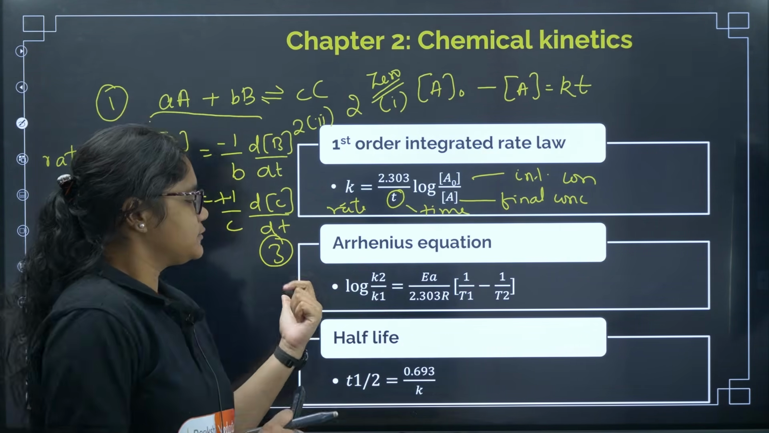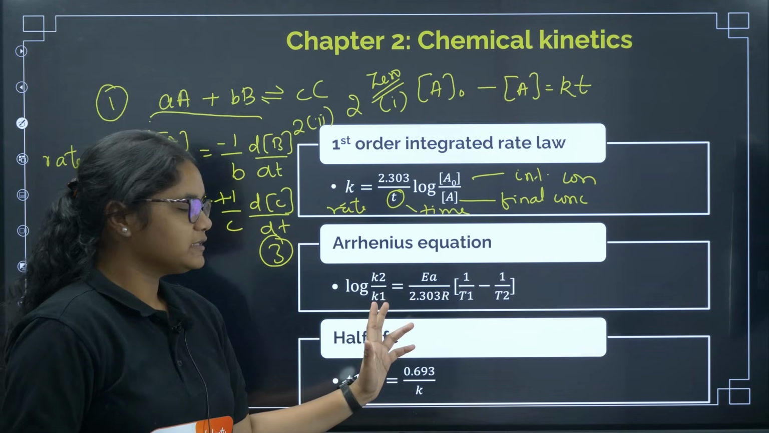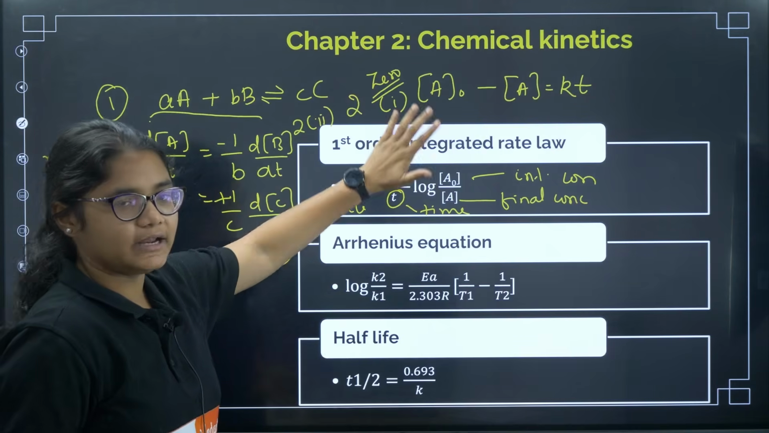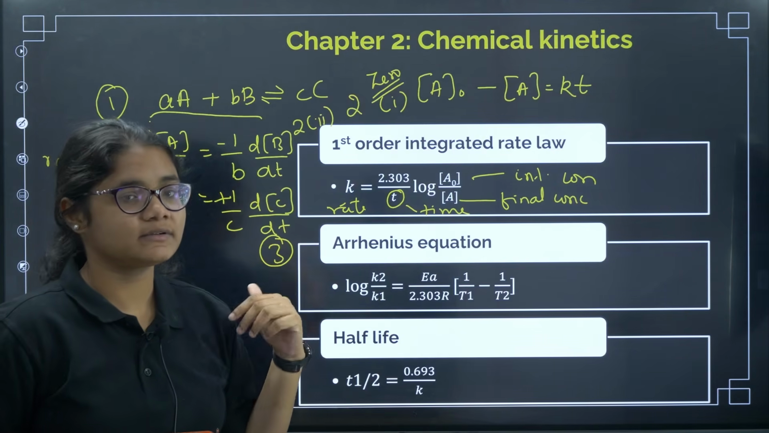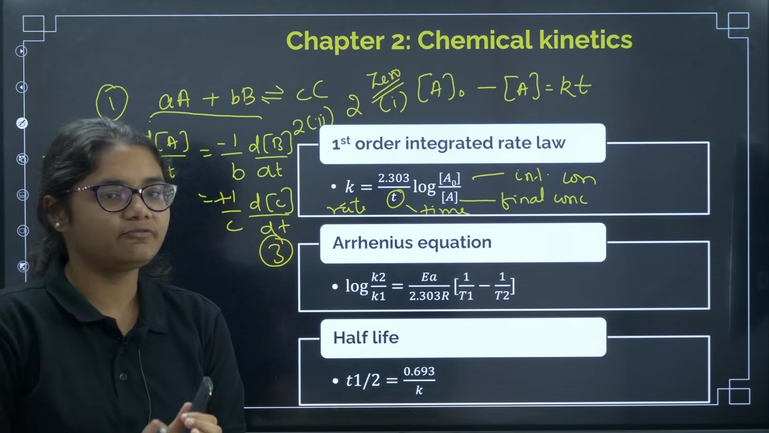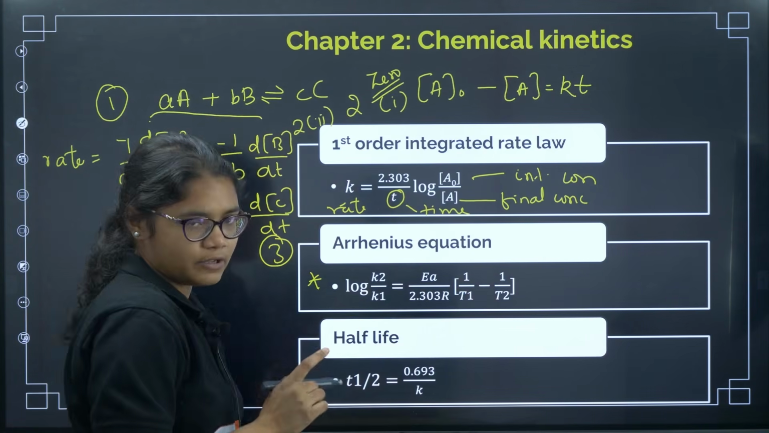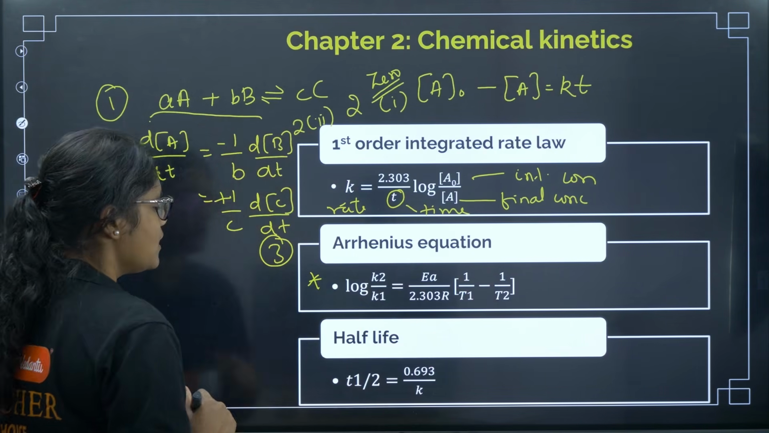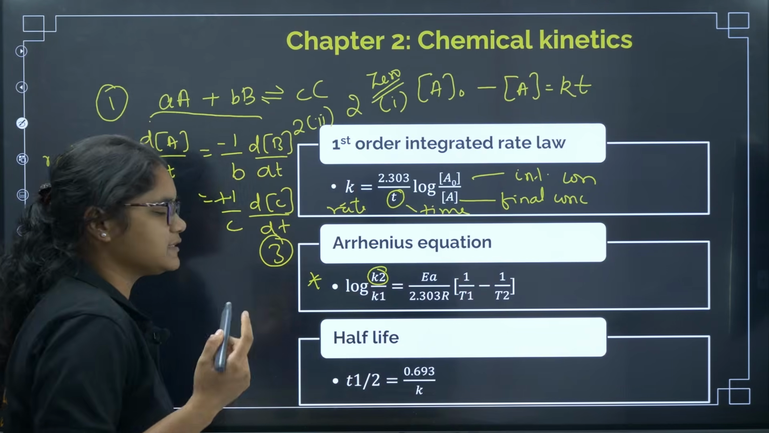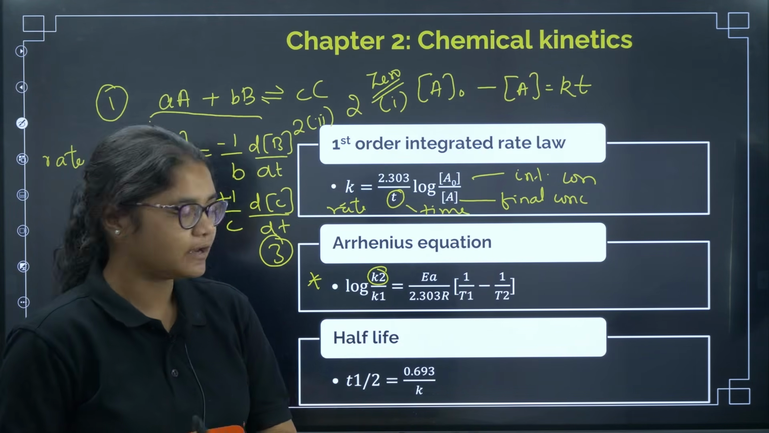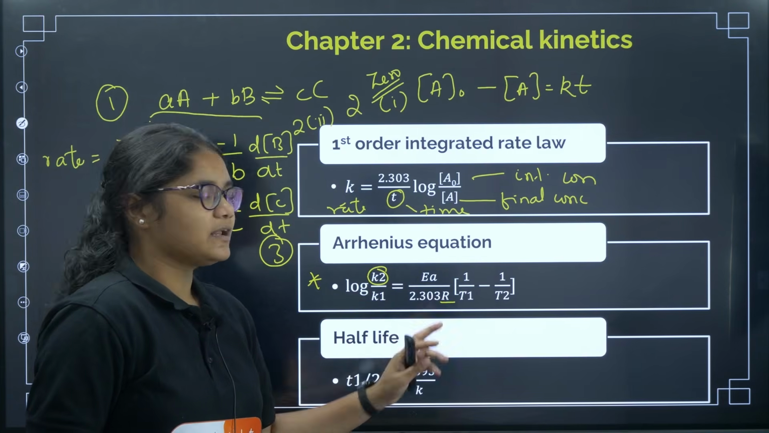So what you can do is just remember this formula and practice some questions, but most of the questions were from the integrated rate laws, and a lot of questions were asked from differential rate law. So this is an important formula, you can remember it, the Arrhenius equation. Next, what is k2? k2 is the rate constant at temperature T2, k1 is the rate constant at temperature T1, Ea is your activation energy, R is the gas constant.